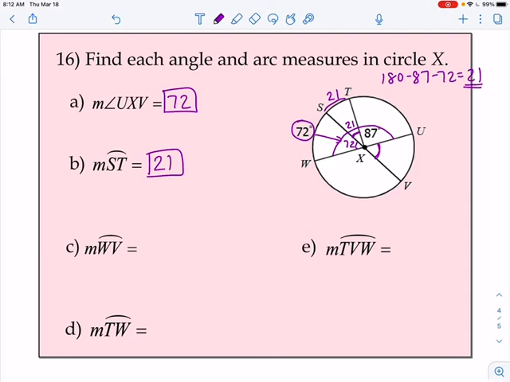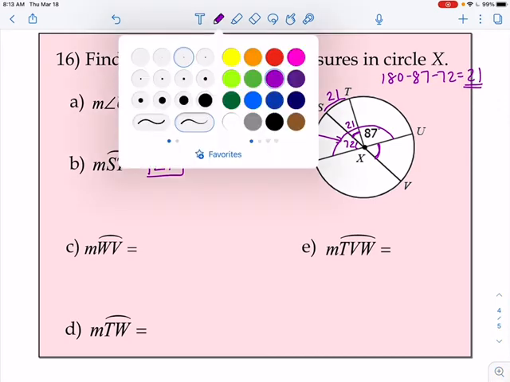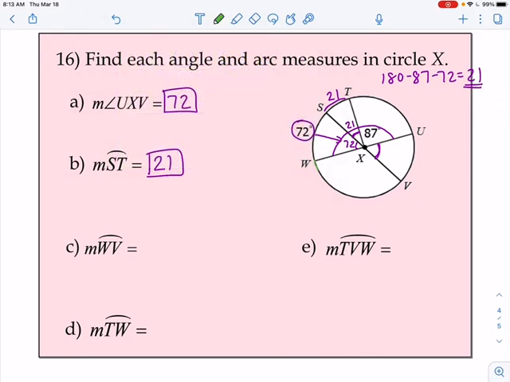The measure of WV. WV is going to be, arc WV, change colors again. Arc WV is going to be this arc right here. Okay, and again, we already know from a previous part of the problem that that angle that I just wrote in green was 72. And these 2 angles, again, form a straight line. Okay, so again, if I can find this angle, it's going to be equal to this arc.